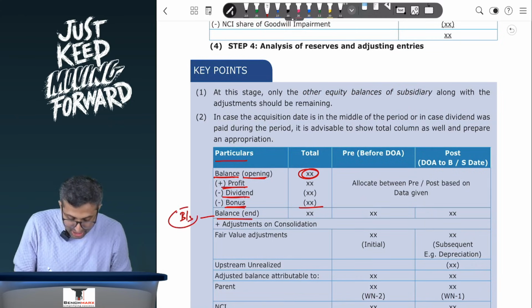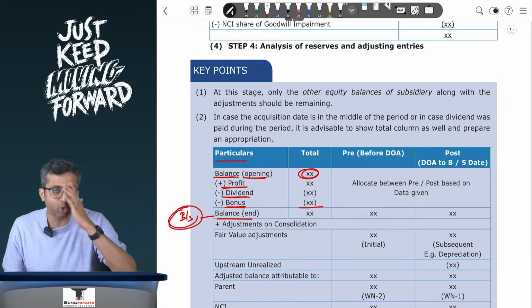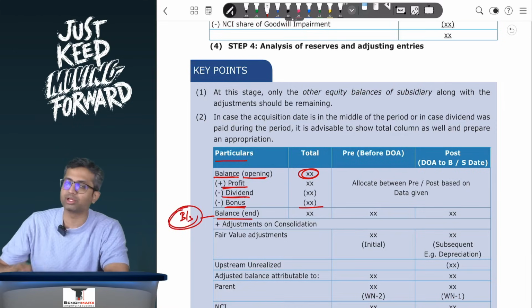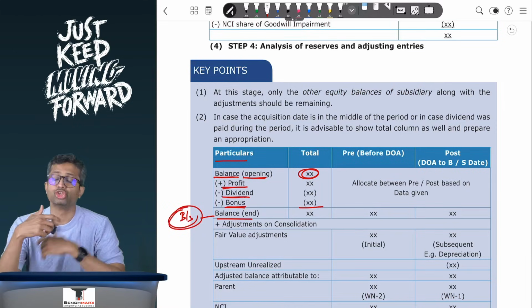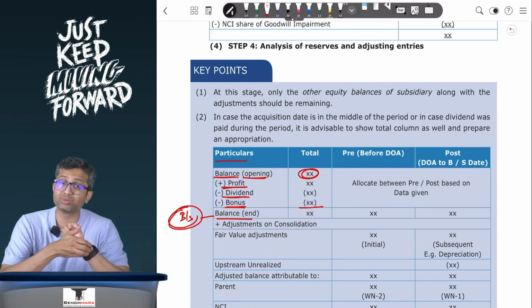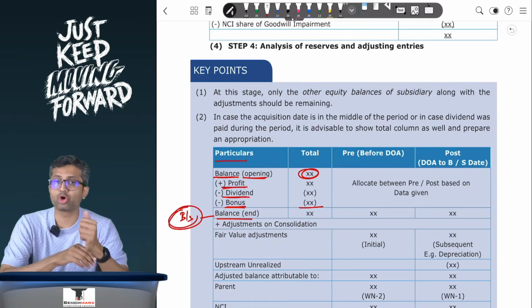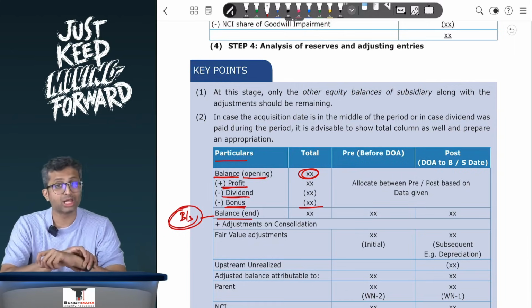This closing balance will be there in the balance sheet. So we are saying that this is one item that is yet to be remaining. Okay, we need to analyze it. Why do we need to analyze it? Because assets and liabilities are consolidated. Share capital and investments are eliminated, but reserves are not blindly consolidated. They are not blindly eliminated.